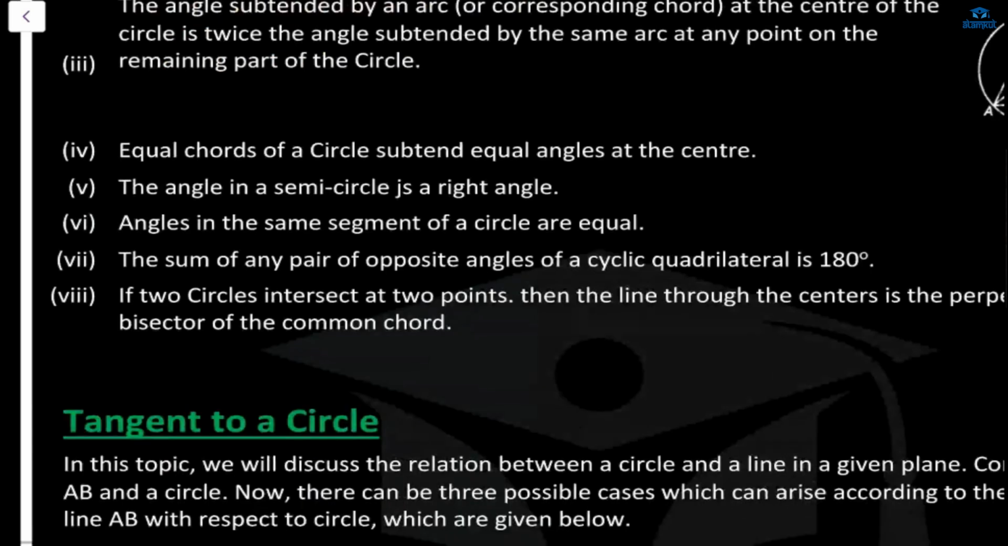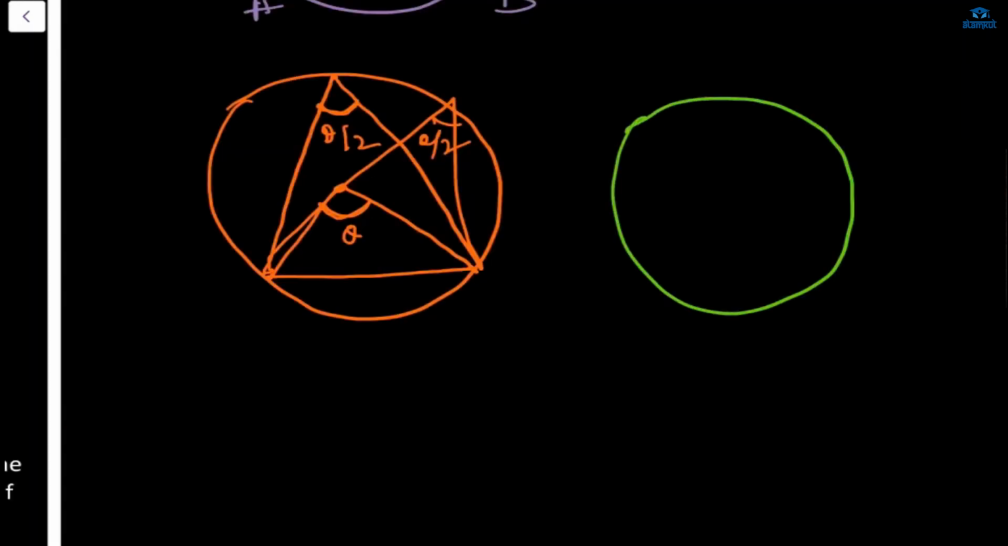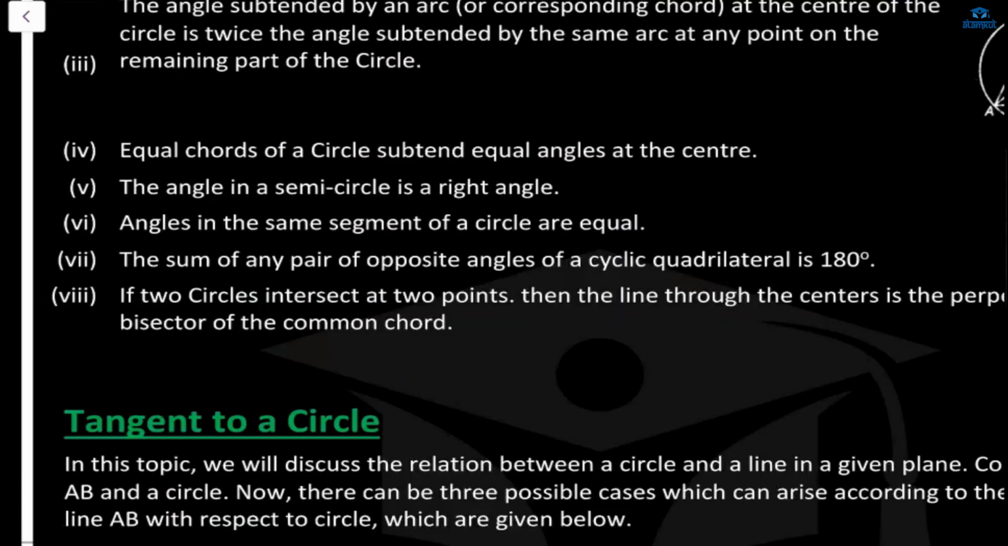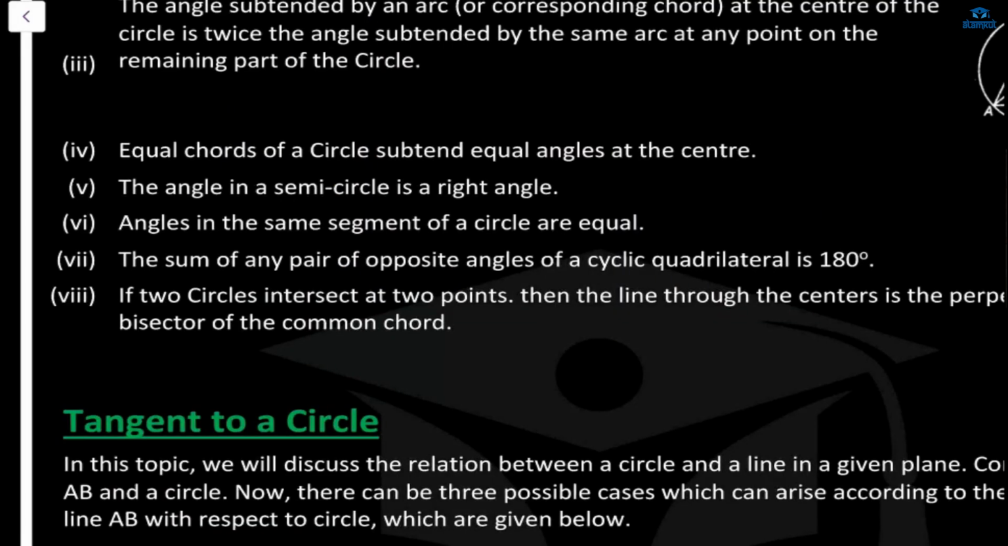The angle in a semicircle is a right angle. This is a semicircle, so the angle in the semicircle is a right angle. Whenever you make an angle in the semicircle, it will be a right angle. Angles in the same segment of a circle are equal. If the segments are the same, then the angles in the same segment will also be the same.